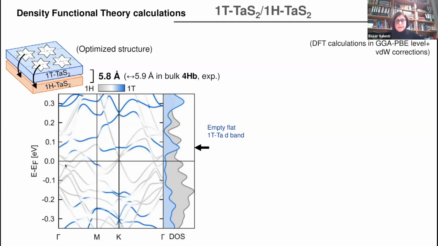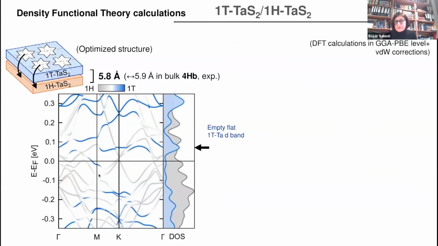And what happens, we can see it here by looking, for instance, at the band structure and the density of states, where we have colored in blue the density of states coming from the 1T layer, and in gray, the density of states coming from the 1H layer. And as you can observe, there is a completely empty flat band, which is in the conduction band, because at this distance, we have a complete charge transfer of these electrons to the 1H system. And in gray, what we observe is the band structure of the 1H system.